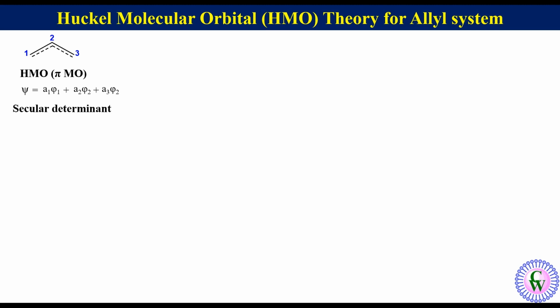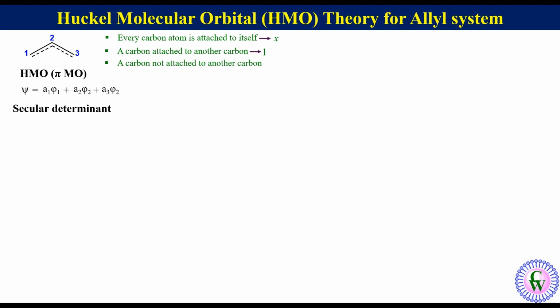Secular determinant. Formation of secular determinant is a very important step, since in allyl system there are three carbon atoms across which pi electrons are delocalized. So there will be determinant of 3 into 3 matrix. For making determinant, keep 3 points in mind. Every carbon is attached to itself. For that, put X. For a carbon attached to another carbon, put 1. And for a carbon not attached to another carbon, put 0.